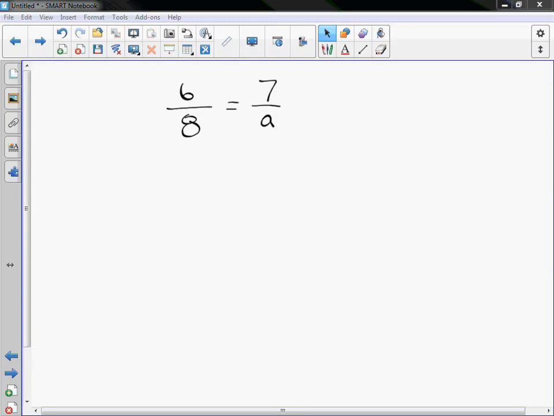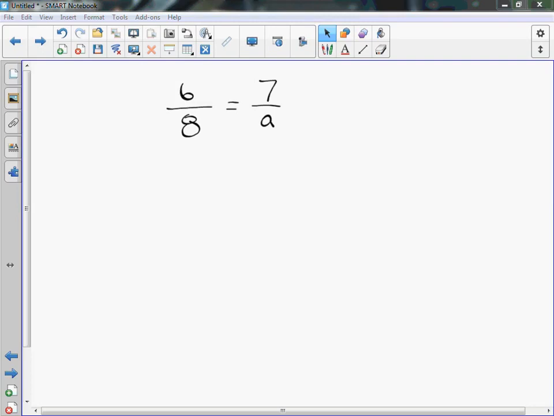Okay, let me give you a refresher on solving a proportion. That's what we have up here. Just a reminder, a proportion is an equation that states that two ratios are equal. So we have a ratio of 6/8 equal to a ratio of 7/A, where we don't know what A is. We're going to solve for A in this proportion.